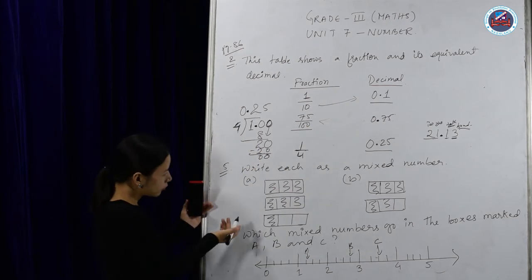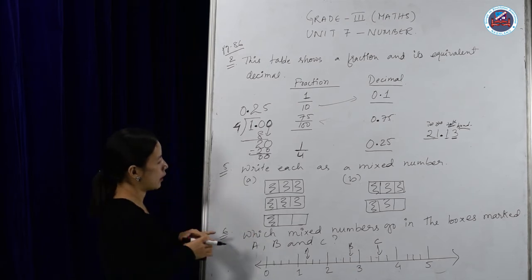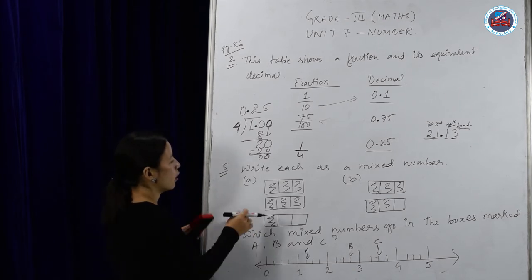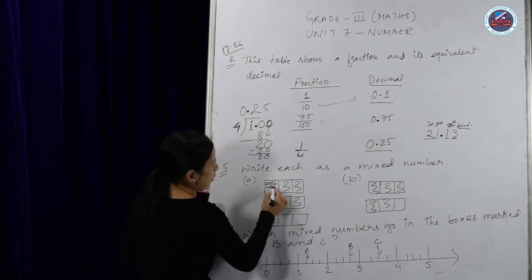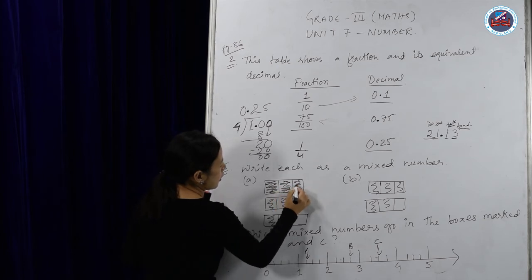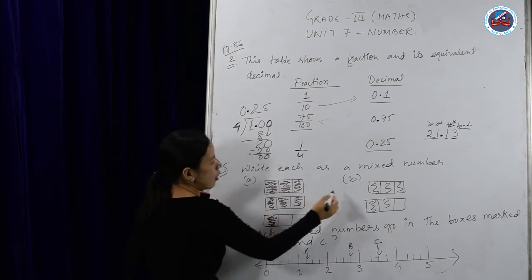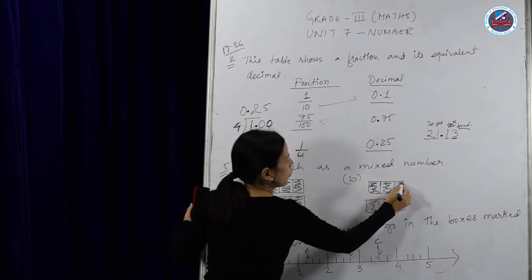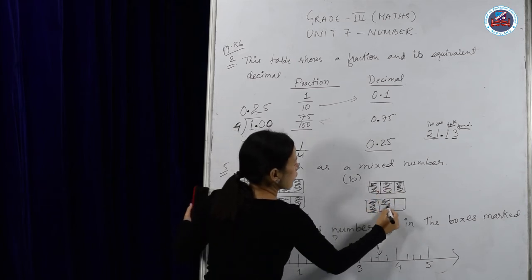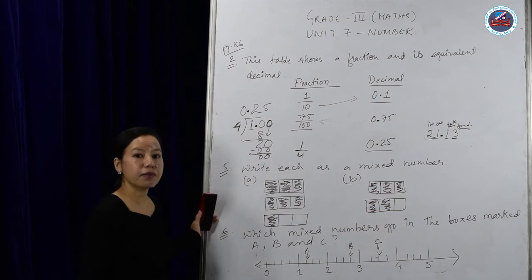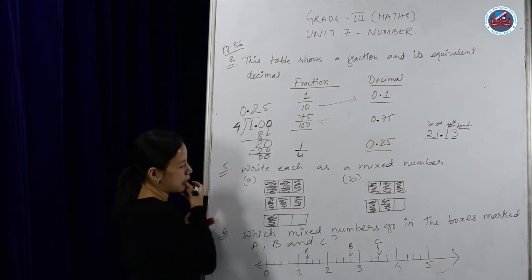Okay, now let's go to this next one. Write each of these diagrams. Here, this is your diagram. These parts are all shaded, okay? Take it that these parts are all shaded. What we have to do is, using this diagram, write it as a mixed number. So how do we write it as a mixed number?